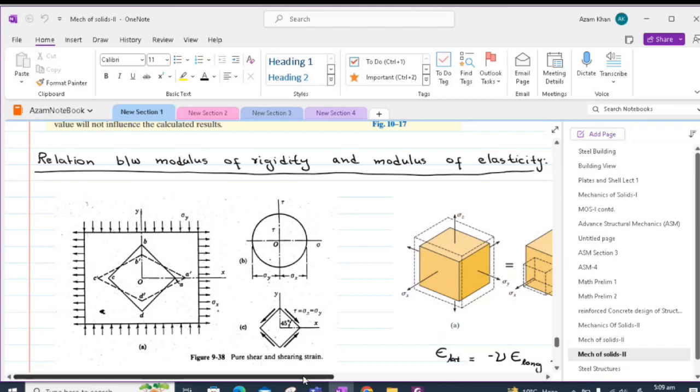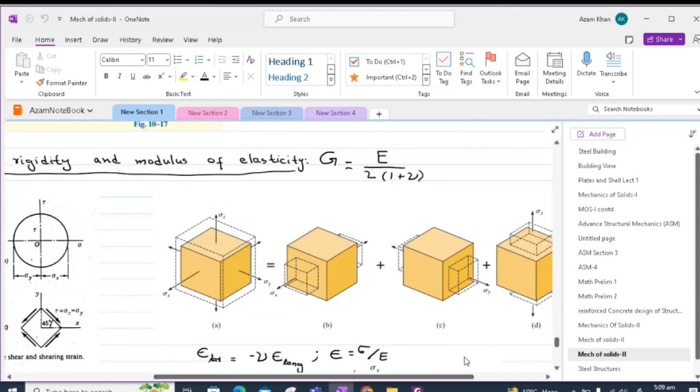We will now discuss the relation between modulus of rigidity G and modulus of elasticity E. Modulus of rigidity is equal to modulus of elasticity E divided by 2 times (1 plus nu), where nu is the Poisson ratio. Before getting into the skin of this relation, we will first discuss the generalized Hooke's law.